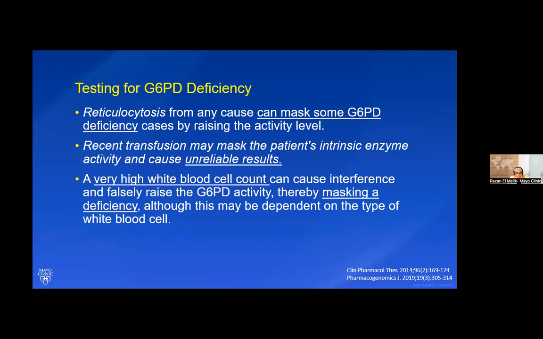Again, here it just shows that some of these conditions can mask the G6PD deficiency in some patients. So recent transfusions, or if the patient has a high blood count, all of those can interfere with the test, giving you a falsely raised activity of the G6PD, masking a deficiency. So the patient could actually end up with a normal test result. However, it could be misclassified, and we don't know if the patient is really deficient or not.